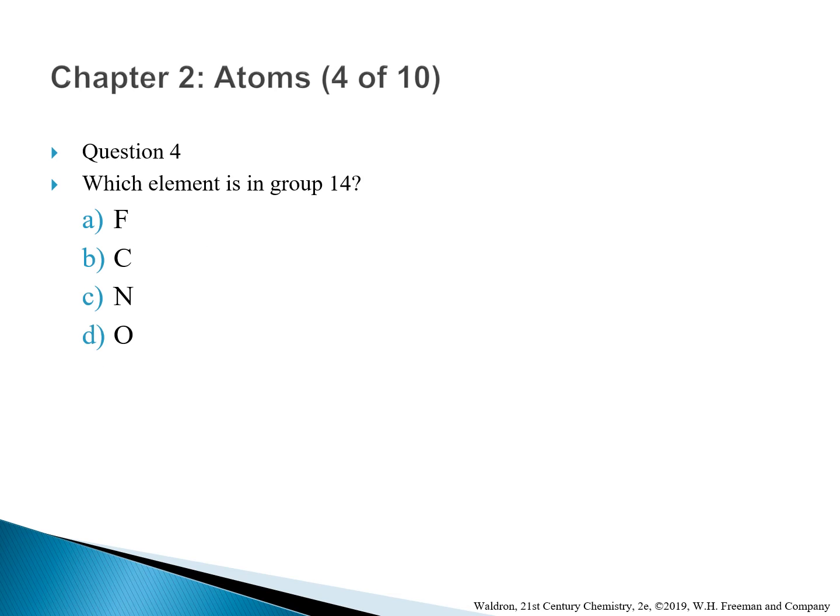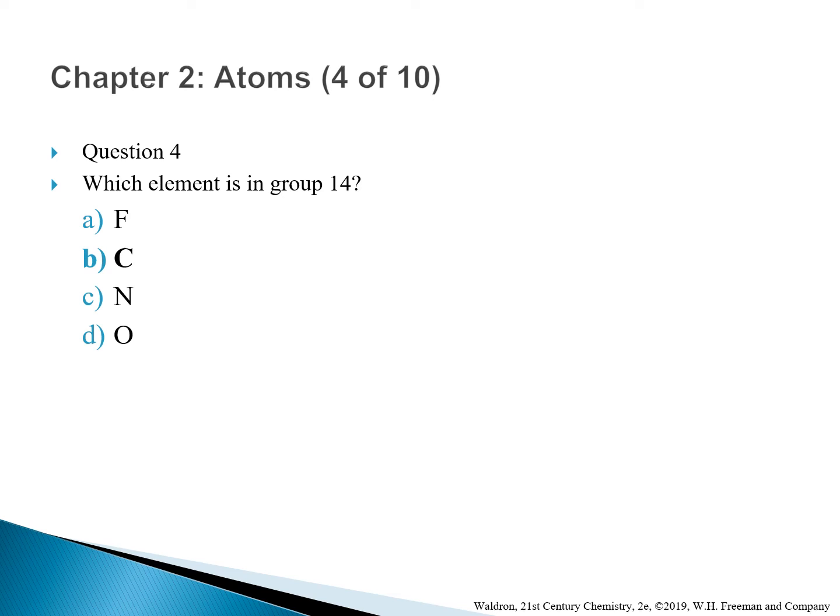Question number 4. Which element is in group 14? A. F for fluorine. B. C for carbon. C. N for nitrogen. D. O for oxygen. Again, you will need your periodic table for this question. Please pause your video here.